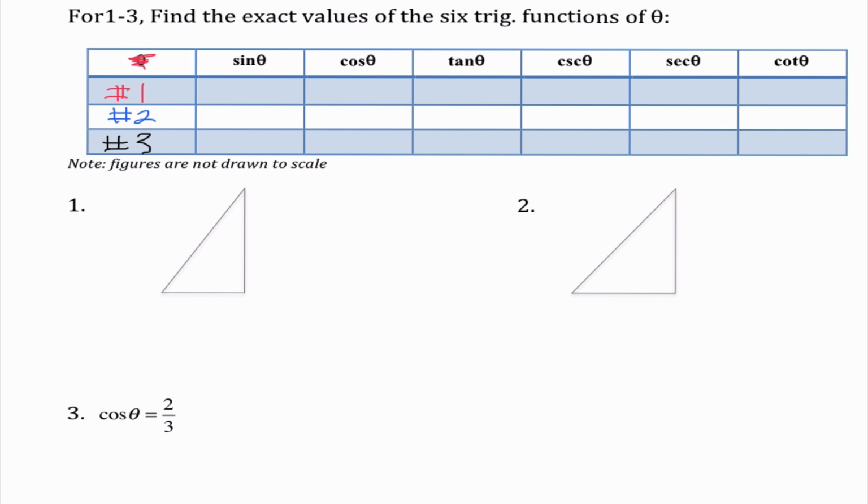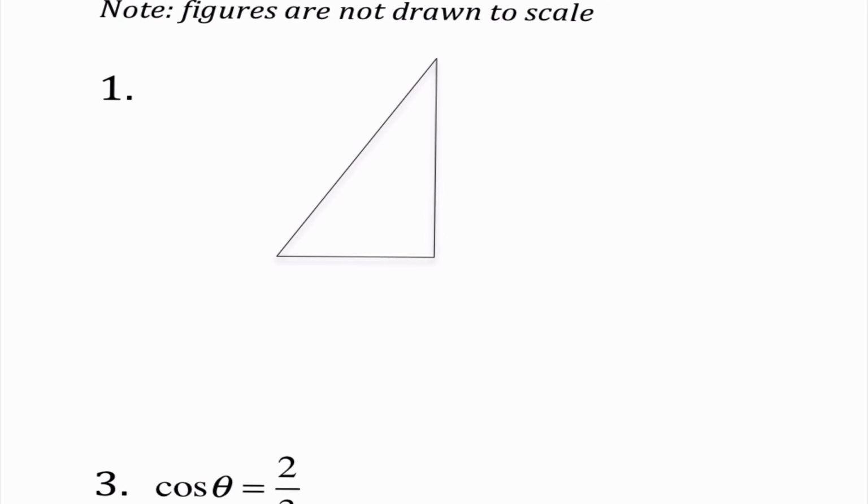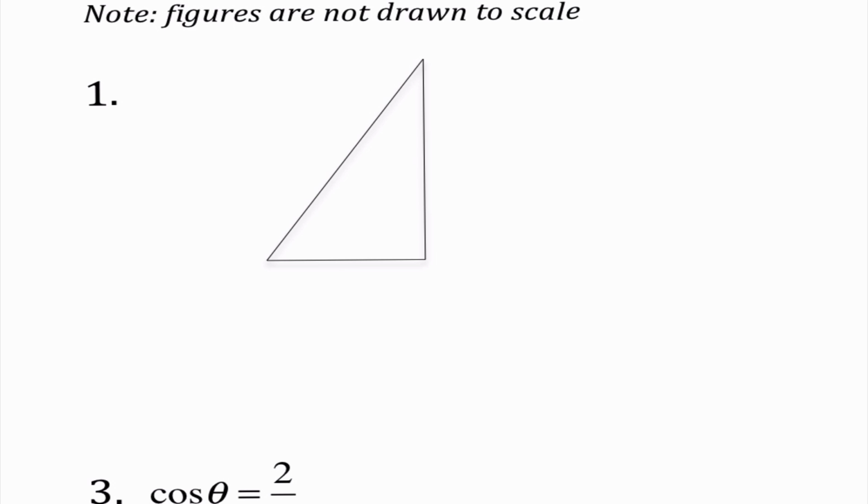So what we're going to do, I'm going to give us some information on this problem, and then we're going to find all 6 of these trigonometric functions. Note, our figures are not drawn to scale, and that is important because sometimes we might think this can't possibly be the right answer, when in fact we don't draw our triangles to scale, so it's okay. So let's say theta is that lower left-hand angle. And let's say that this side is 5 and this side is 13.